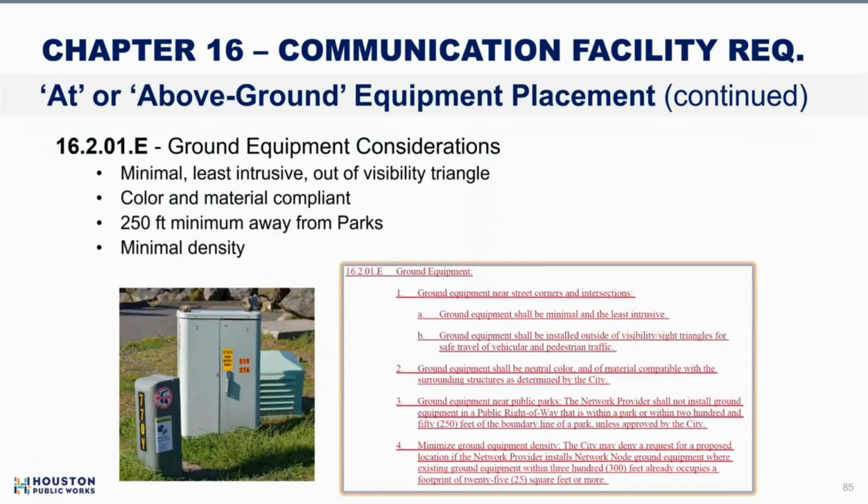Ground equipment can cause damages to public city utilities and have certain aesthetic conflicts. For this reason, section 16.2.01.e lays out some considerations for ground equipment placement, such as being least intrusive and outside of visibility triangles for safer traffic, being a neutral color and material compatible with surrounding structures, not being within a park or within 250 feet of a park boundary without approval, and to minimize density: in the cases where existing ground equipment occupies 25 or more square feet and is within 300 feet of a proposed location, the city may deny approval of that.